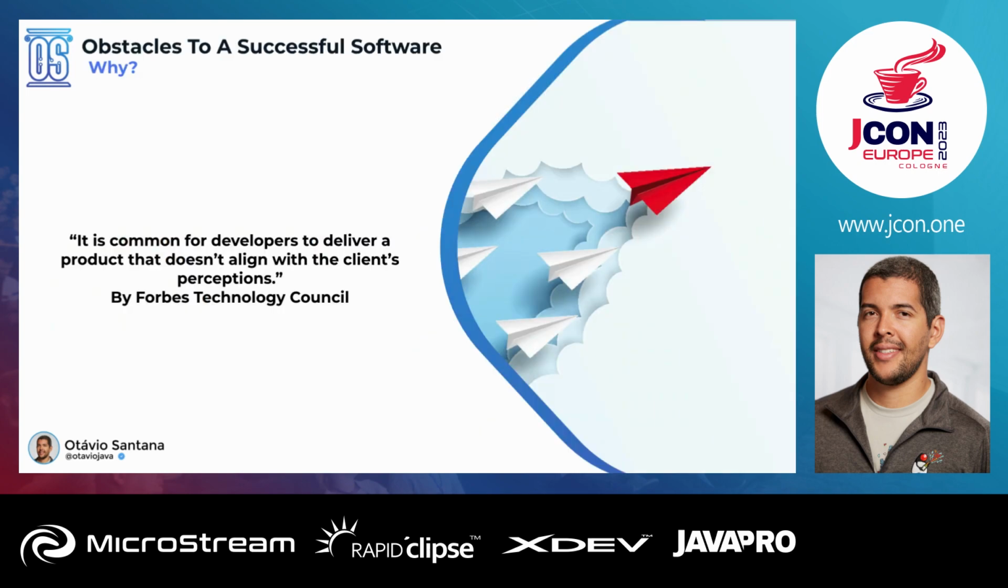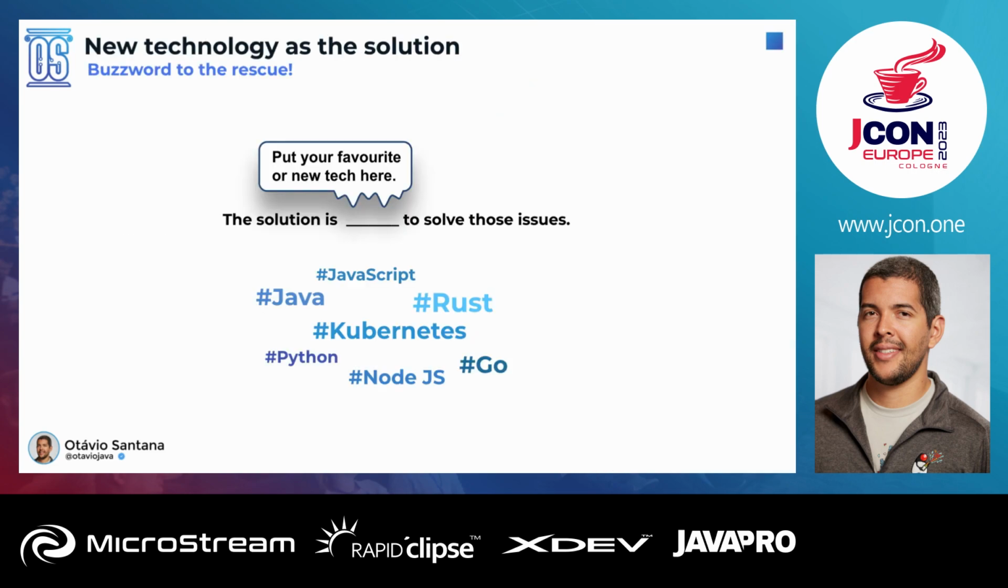Let's move on. This article from Forbes says it's common for developers to deliver a product that does not align with the client's perspective. So pizza, salad, barbecue, salad. I want something, and I receive something else as a client. So it's not good, right? It's not a good shape.